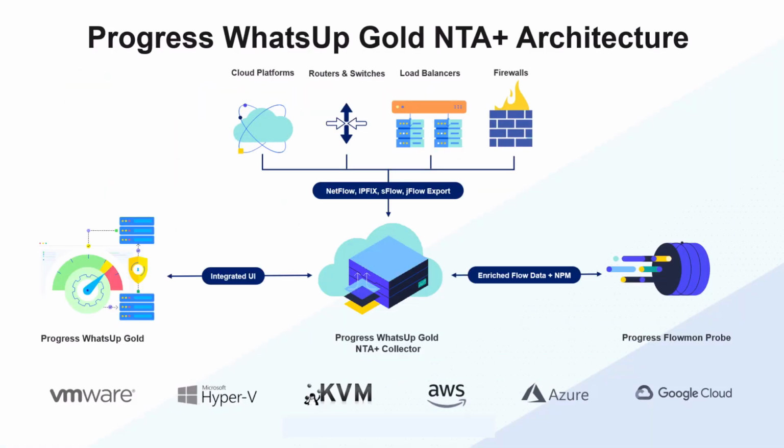All right. Before we dive into the demo, I want to review the Progress WhatsUp Gold NTA Plus architecture with you. Across the top of your screen are a few examples of network devices that can generate and export flow. Flow in varying formats such as NetFlow V5, V9, IPFix, SFlow, and JFlow are exported and sent to the WhatsUp Gold NTA Plus collector.